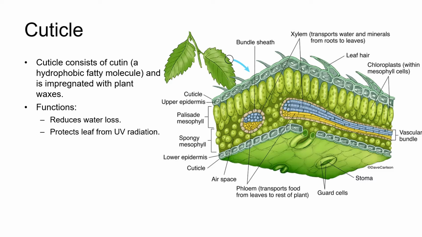The main function of the cuticle is to protect the leaf from desiccation by preventing the evaporation of water through the leaf surface. The cuticle also protects the leaf from harmful, shorter wave ultraviolet radiation. Basically, think of the cuticle as a Gore-Tex rain jacket with sunscreen built in.